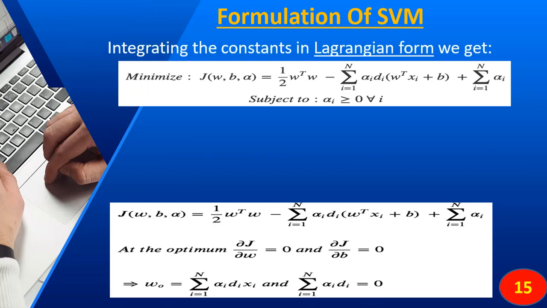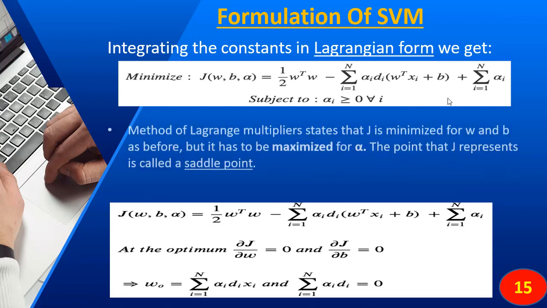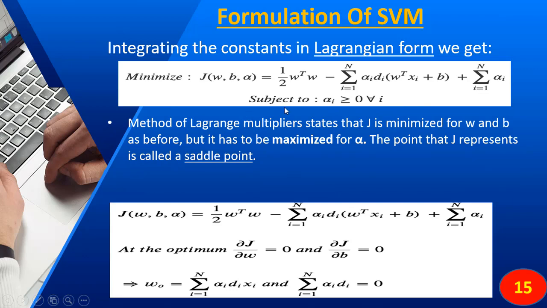Formulation of SVM. Integrating the constraint in Lagrangian form, we get: minimize J(w, b, alpha) = 1/2 w^T w minus the summation from i equal 1 to N of alpha_i [d_i (w^T x_i + b)] plus the summation from i equal 1 to N of alpha_i, subject to alpha_i greater than or equal to 0 for all i.